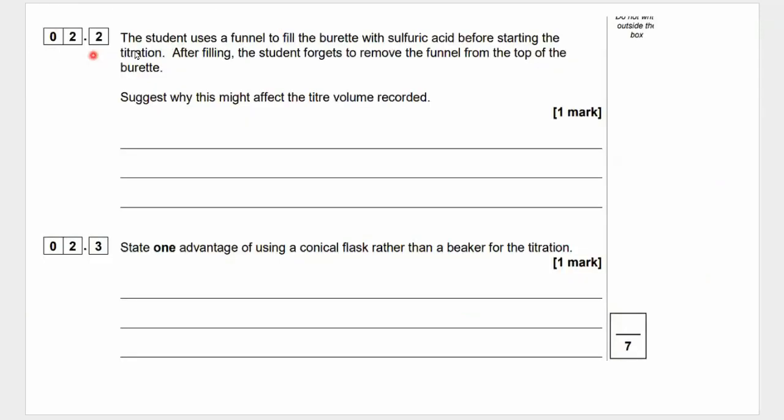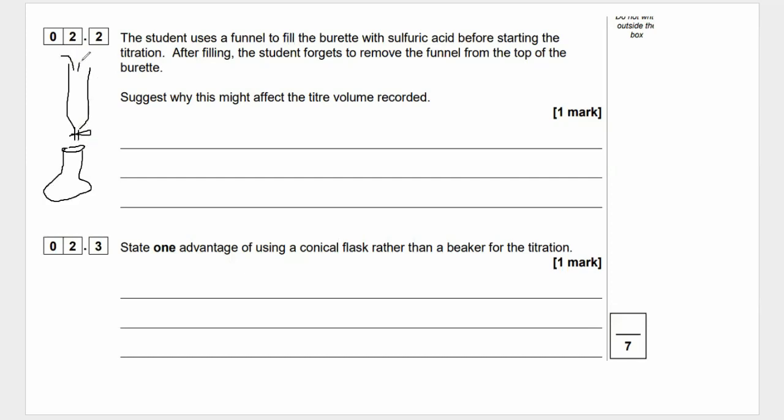Okay. 2.2. The student uses a funnel to fill the burette with sulfuric acid before starting the titration. After filling, the student forgets to remove the funnel from the top of the burette. Suggest why this might affect the titre volume recorded. So they've left the funnel in the top of their burette. Check out my GCSE D grade art skills.